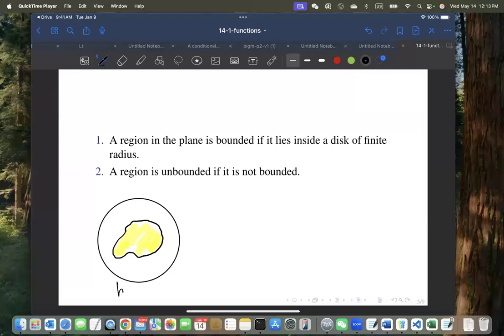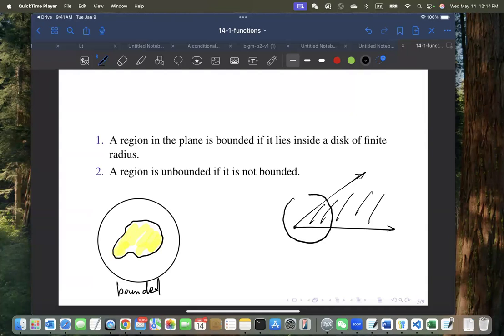So this is bounded. But if we have a cone, imagine something like this, then this is not bounded. We can imagine this cone extends to infinity. This is not bounded because any disk, no matter how big you draw, doesn't cover the whole cone region, so it's unbounded.